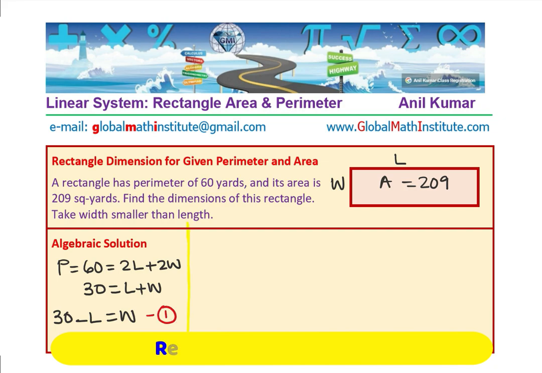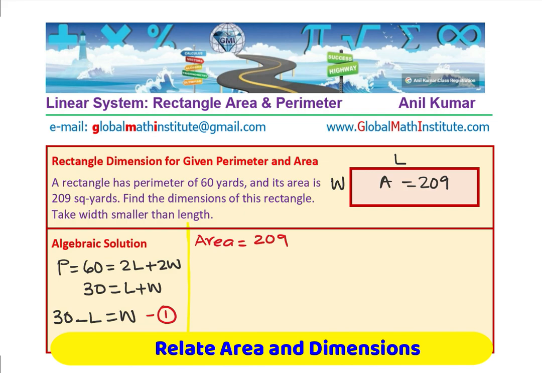Perfect. Let's continue. And now look into the area equation, right? So how about the area? Area is given to us as 209. Now what is area equal to? Area is length times width. So length times width is 209. We can replace width from equation 1 as 30 minus L. So we get L times (30 minus L) equal to 209.